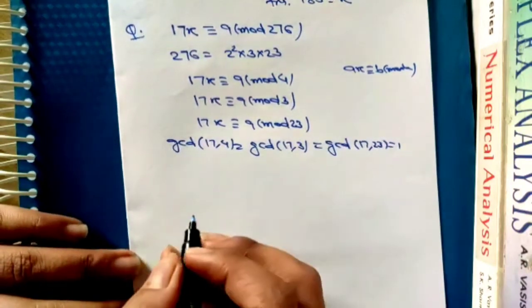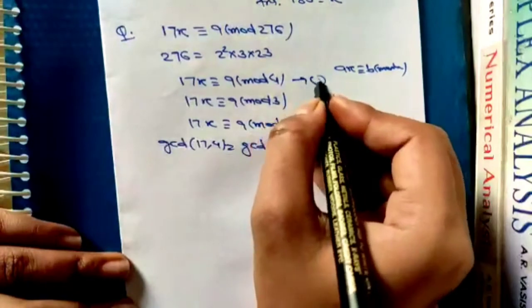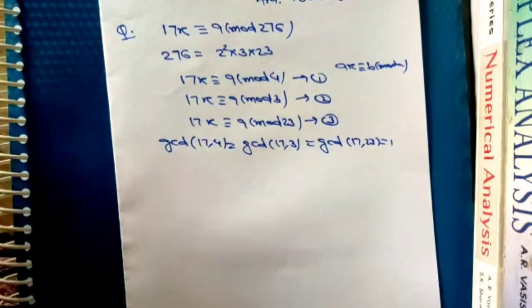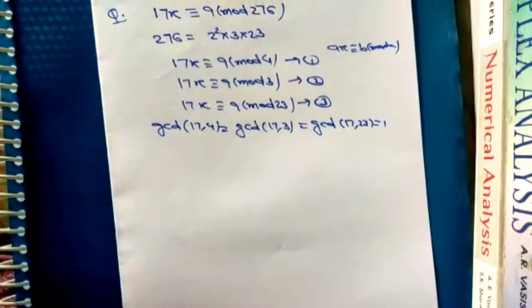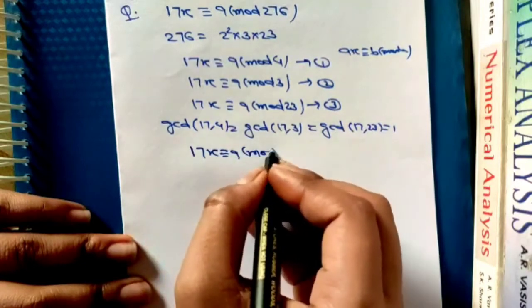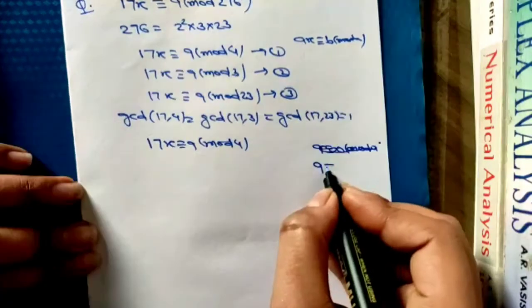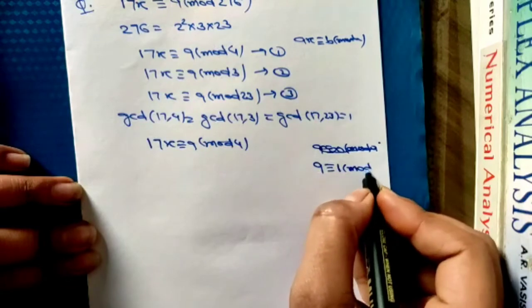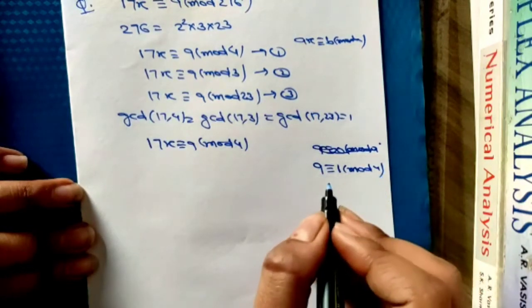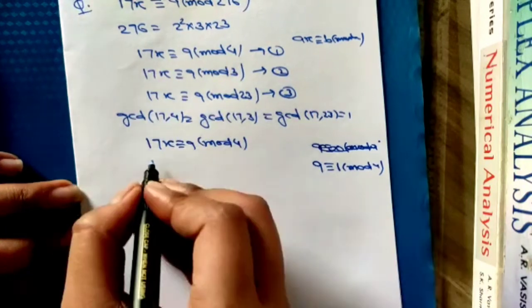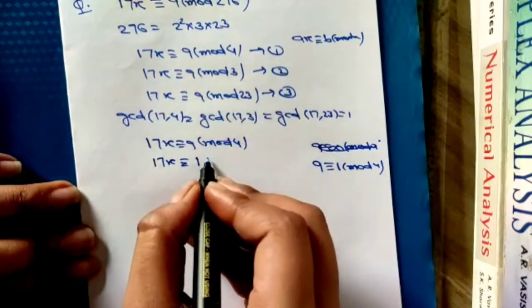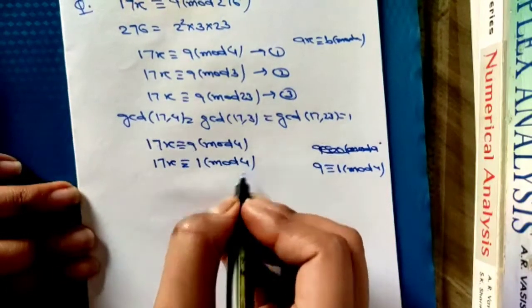Okay. So let's find out. So give it equation 1, 2, 3. So you already know the format how to write the theory. So I am doing it directly here. 17x congruent 9 mod 4 is going to be reduced. See, 9 minus 1 is equal to 8 and 4 divides 8, so the remainder is 0. So you can write 17x, in place of 9 you are going to write 1, modulo 4.